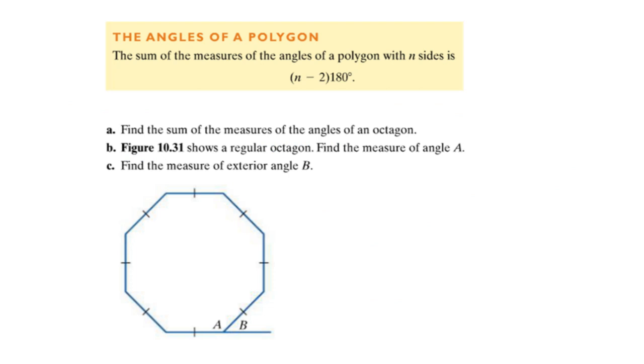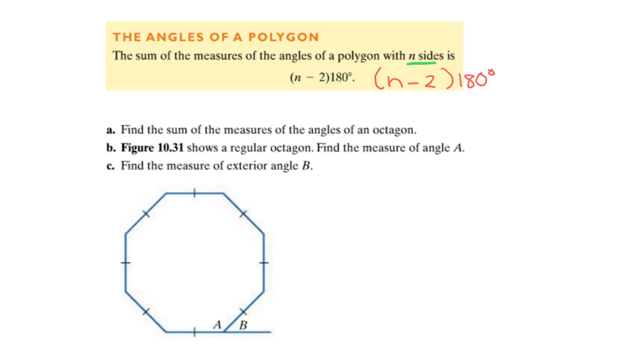Switching pace just a little bit, we're now going to go on to the angles of a polygon. We discussed what a polygon was on the very first slide. And now it says that we can find the sum of the measures of all the angles of a polygon with n sides is equal to, and this is the formula we're using, n minus 2 times 180 degrees. N represents the number of sides of the polygon, and this whole expression represents the sum of all the measures of the angles.